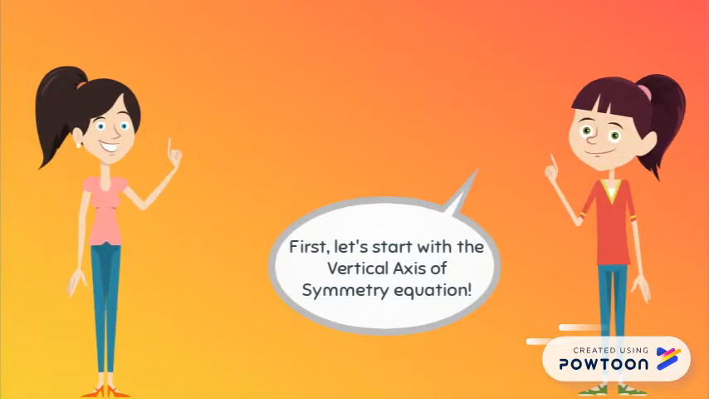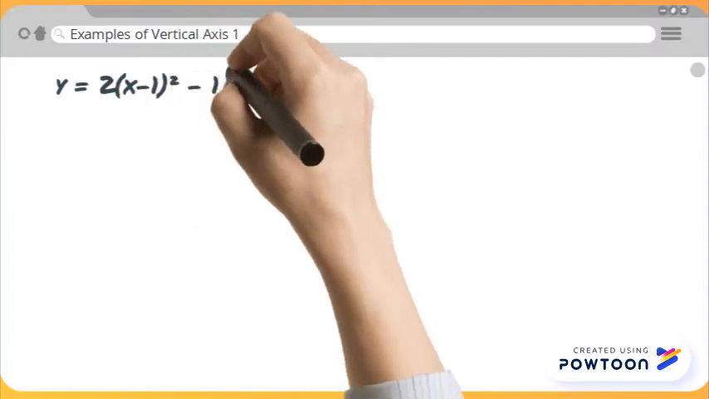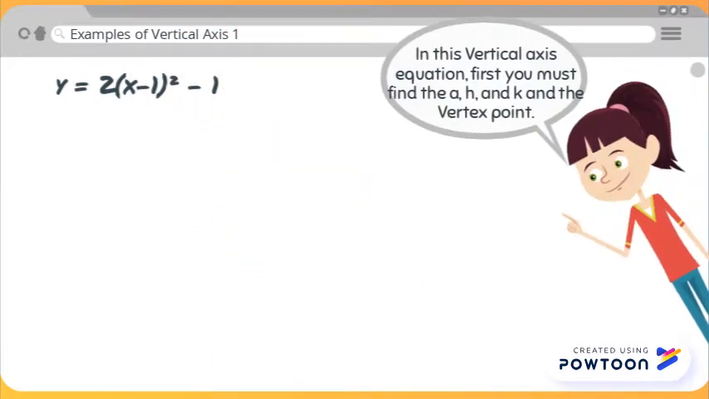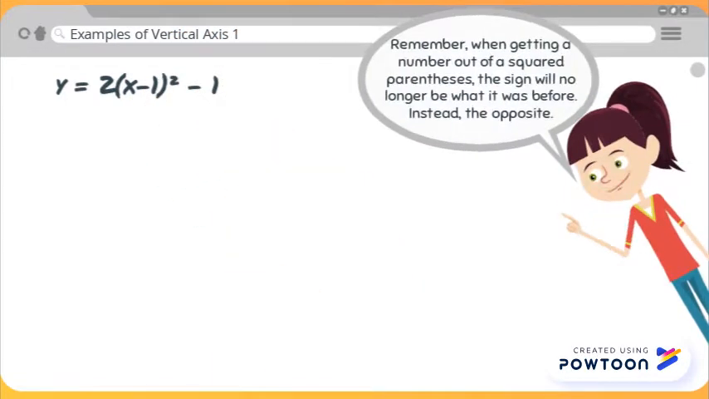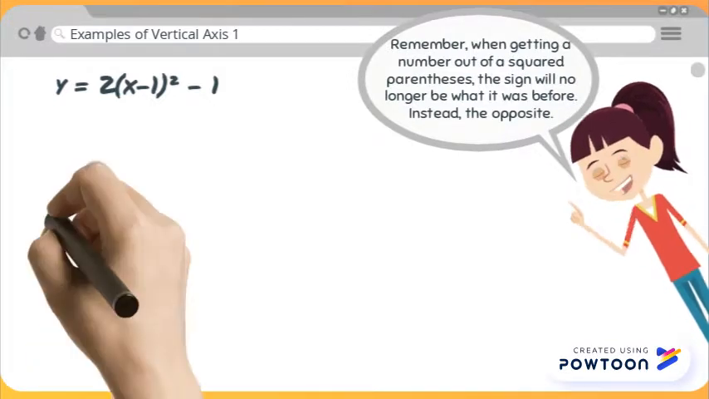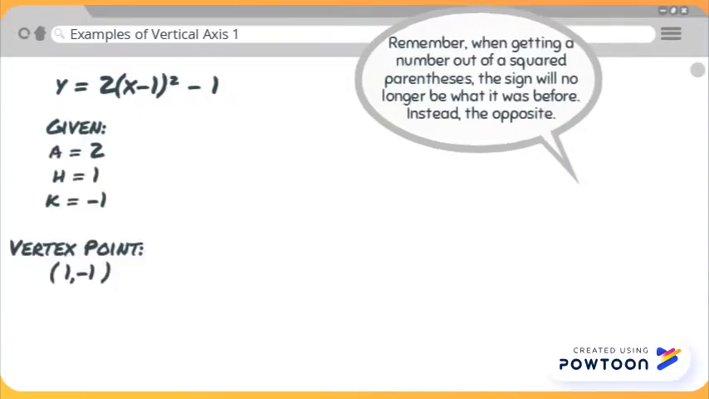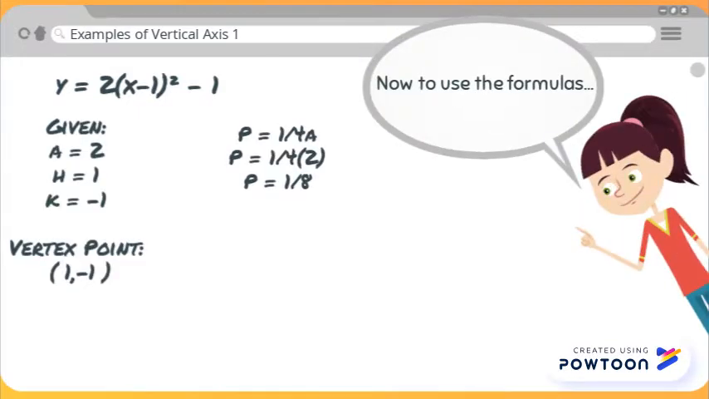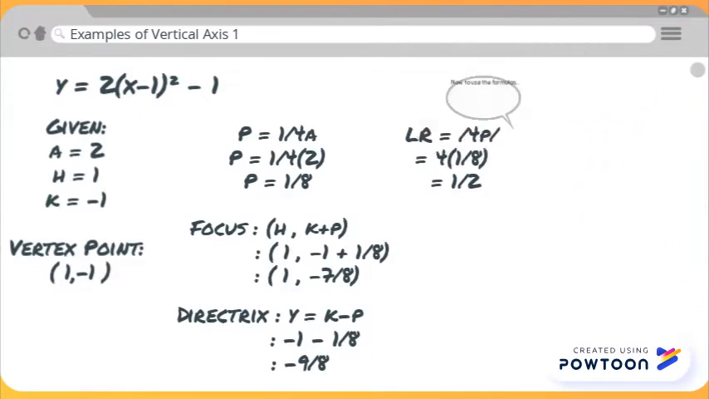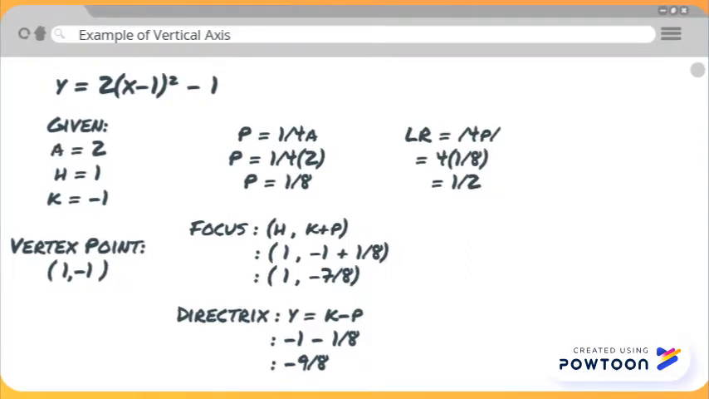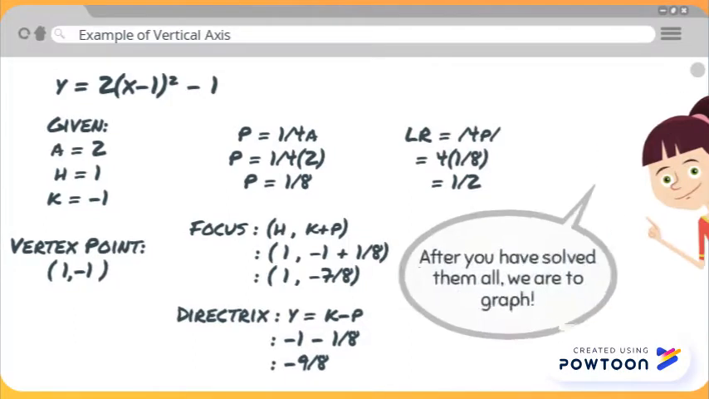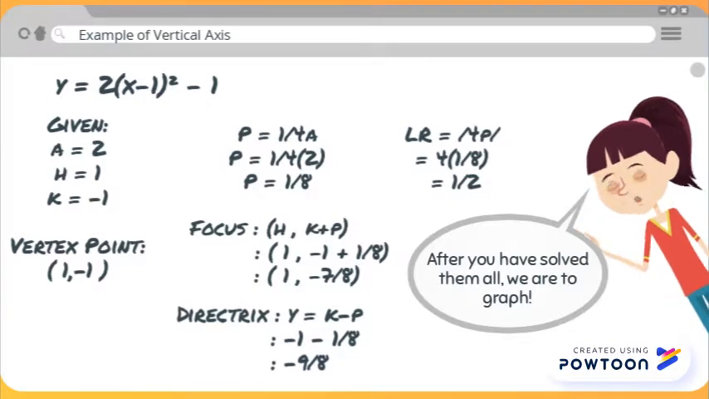First, let's start with the vertical axis of symmetry equation. In this vertical axis equation, first you must find the A, H, and K and the vertex point. Remember, when getting a number out of a squared parenthesis, the sign will no longer be what it was before, instead the opposite. Now to use the formulas. After you have solved them all, we are to graph.